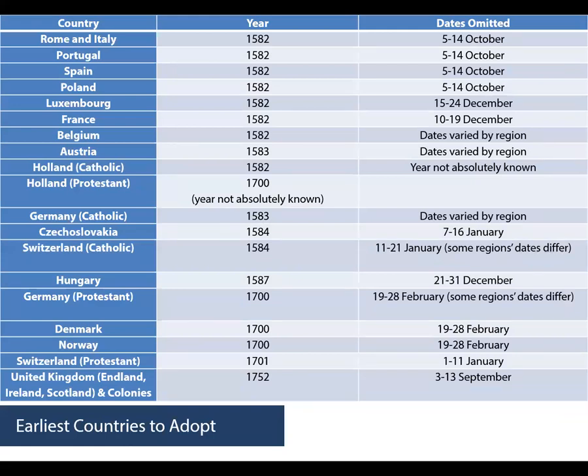Here we have just a few of the countries, the earliest countries to adopt. Not surprisingly, you'll see Rome, Italy, Portugal, Spain, Poland, Luxembourg, France, Belgium, Austria. Predominantly your Catholic areas, all adopting it as soon as the papal bull is signed, and boom, in 1582, we're all good to go. You'll notice that Rome and Italy, and I say them separately because Rome itself was a separate entity in this time frame from the various other Italian provinces, but they were all Catholic.